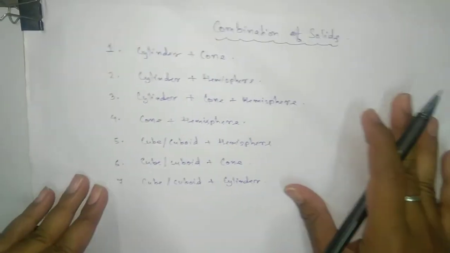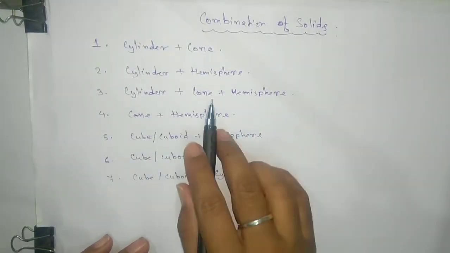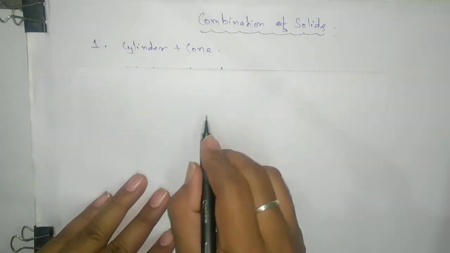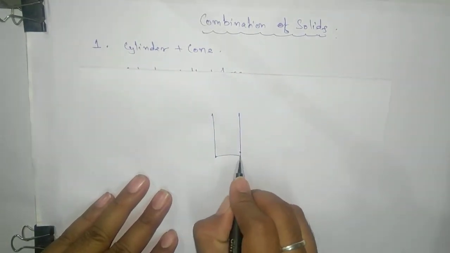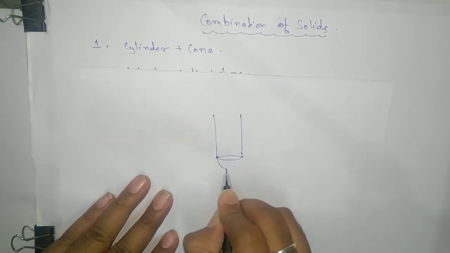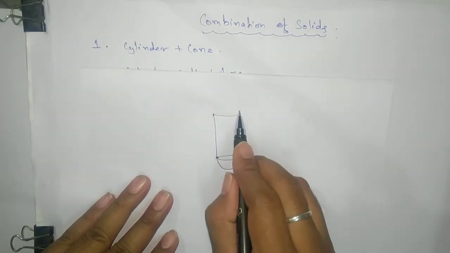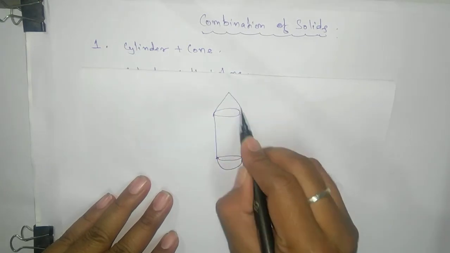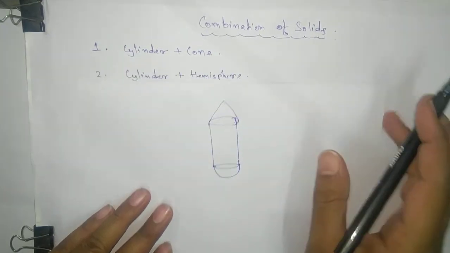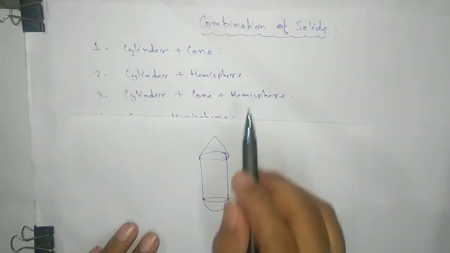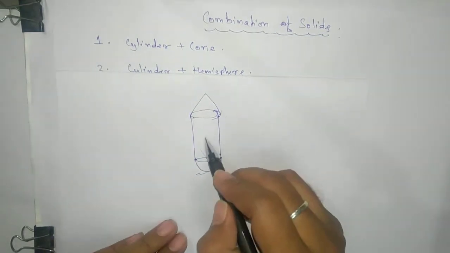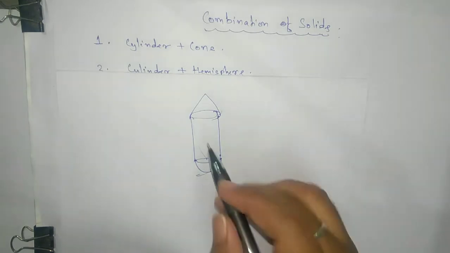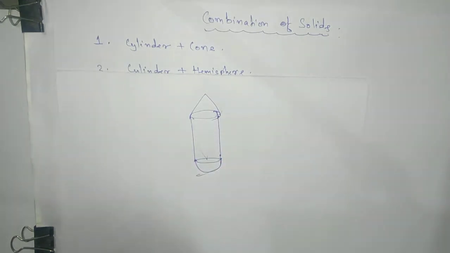The third one is cylinder, cone and hemisphere. This is a great example when you have a pencil with a rubber. You can see here there is a rubber on this side, and here we have a pencil. So this is the example for your cylinder, cone and hemisphere, three combinations. Sometimes it may be given inside of the cylinder also, no problem.